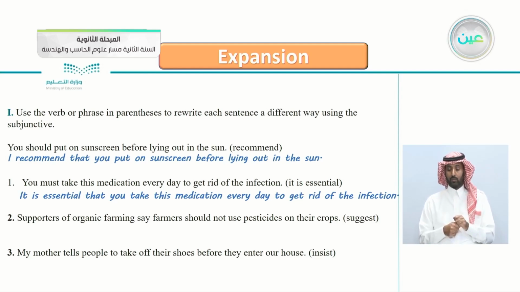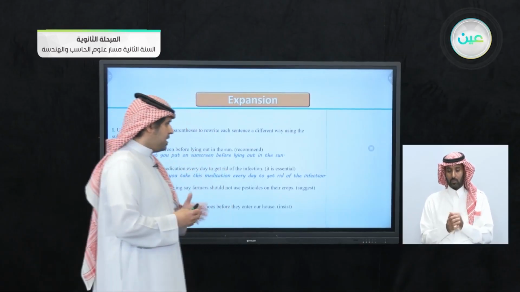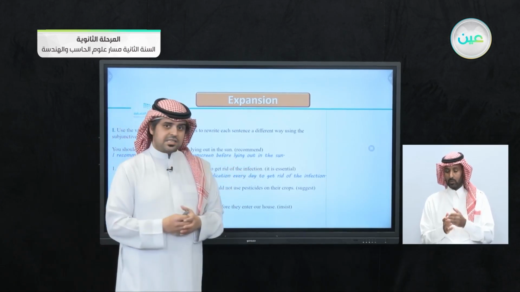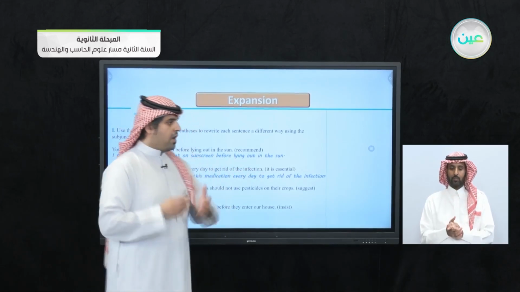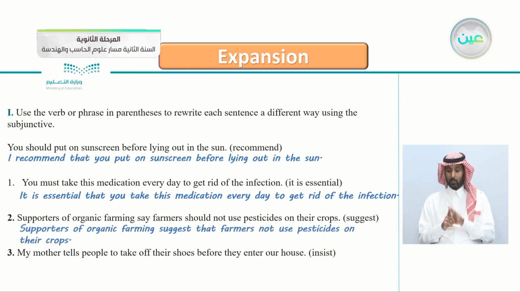Number two, supporters of organic farming say farmers should not use pesticides on their crops, and the subjunctive is suggest. It is not as urgent as it is essential. They are just suggesting here. So how do we rewrite this sentence? Very good. We say supporters of organic farming suggest that farmers not use pesticides on their crops. Excellent.